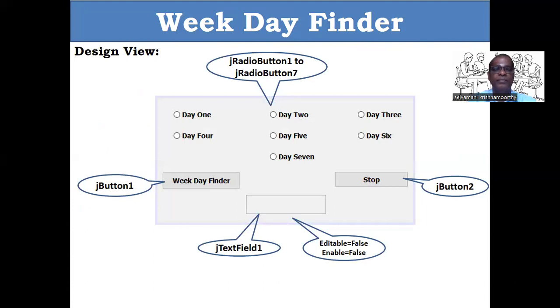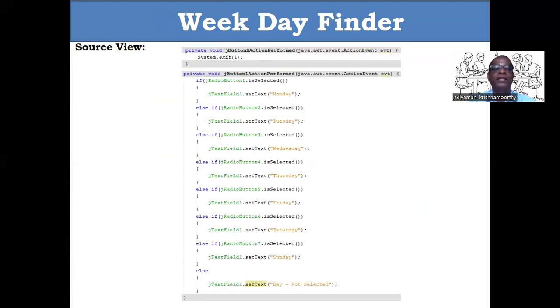Okay, now we will see how it works. You know very well, if nothing is selected, all radio buttons 1 to 7 are not selected. Once I click button 1, it should display "day not selected". When I select radio button 1, that is day 1, and click weekday finder, the text field should display Monday. This is our expected output. By using the radio button isSelected method and then an if statement, we can do it. This is the program. Let us see.